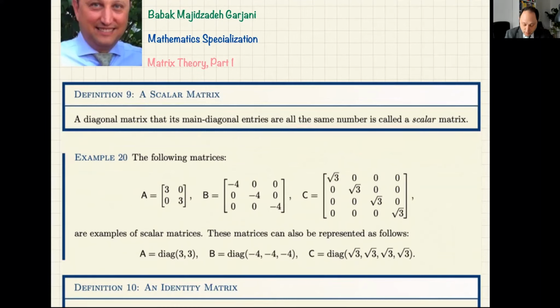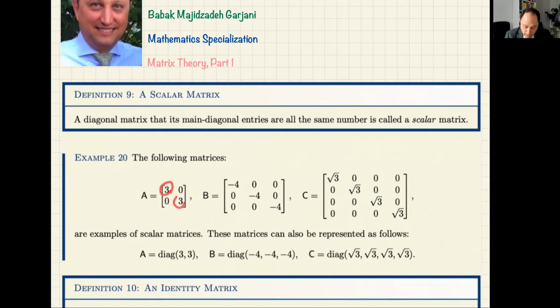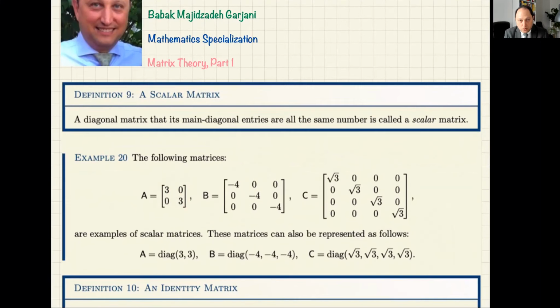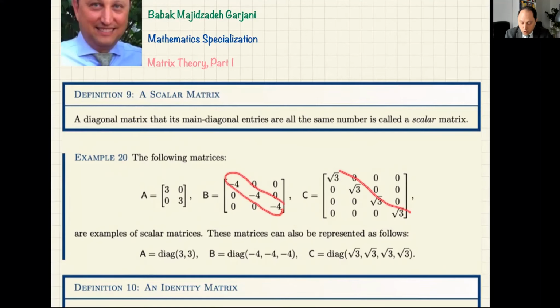So here, if I have a diagonal matrix and the entries on the main diagonal are all equal, then of course this is a diagonal matrix, but there is another more specific name, and that is called a scalar matrix. A scalar matrix is a diagonal matrix whose entries sitting on the main diagonal are all equal. If that is the case, that matrix has a more specific name, and that is called a scalar matrix.